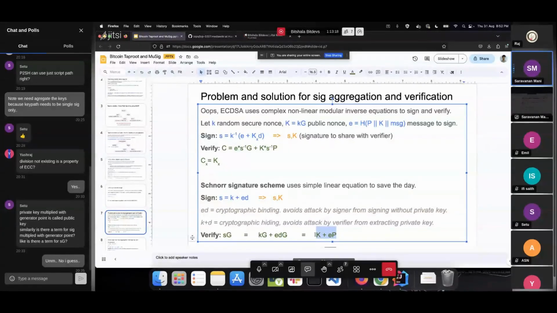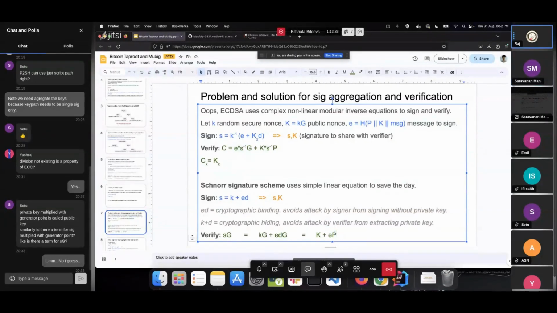If this matches, so sG is equal to capital K plus e capital P, if this equation is true, then we have a valid signature. That's what we are signing and verifying. Right.